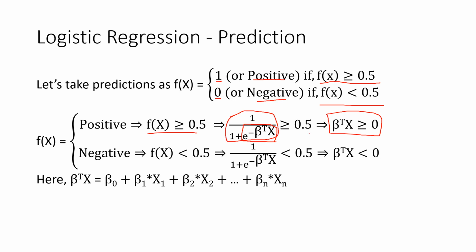Because of that, if this beta transpose x is less than 0, a less negative value would make e to the power minus that value very high. So 1 plus that is greater than 2, and 1 over something greater than 2 is lesser than 0.5. That is for the negative case.